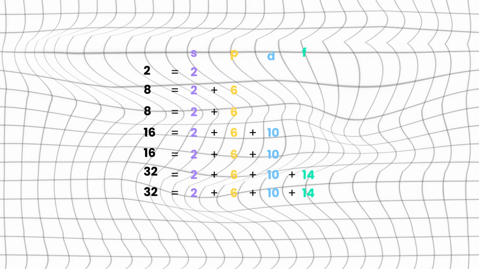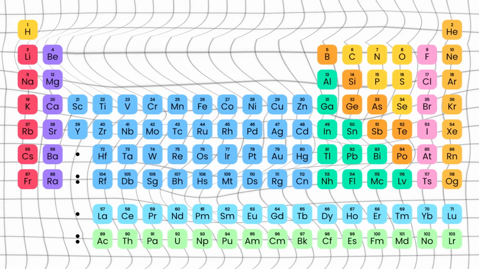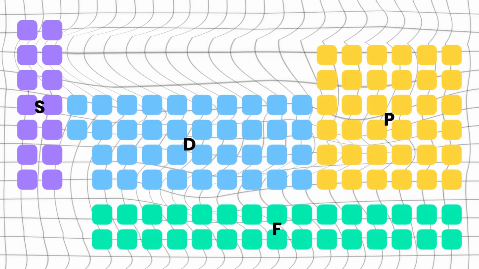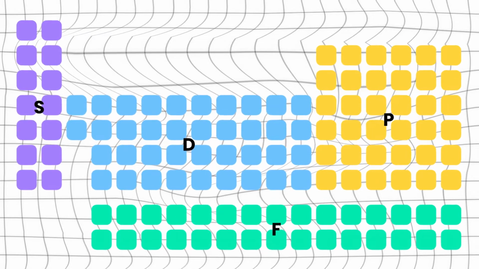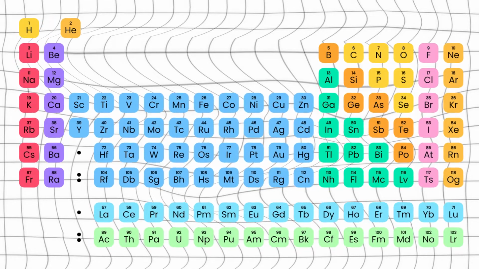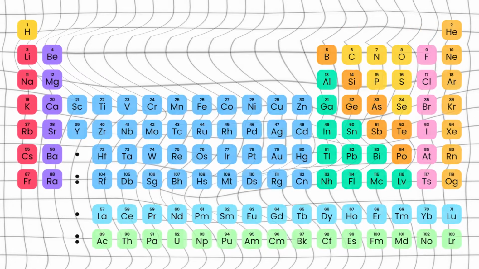S has 2 maximum electrons, P has 6, D has 10, and F has 14. If we look for the relation to the arrangement of the periodic table, we'll notice that they are grouped in such a way that the number of columns of elements corresponds to the number of valence electrons. So why is helium on the rightmost side and not together in the second group, together with the elements that have a valence shell of S?